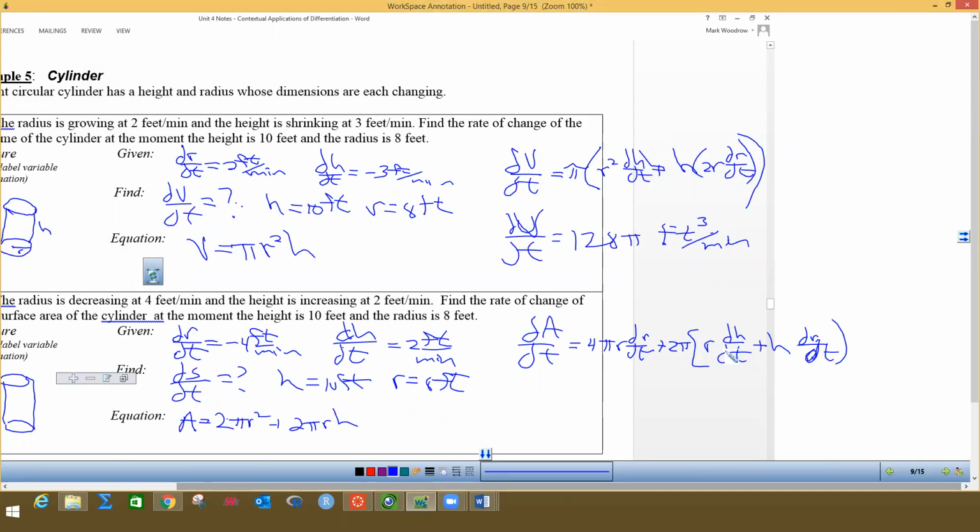So you're going to have to plug all those numbers in, and when you get done with this, you're going to get -176 pi. Notice we're leaving pi, so don't put pi in your calculator. Feet squared, because we're talking area per minute. So check that out and see if you can get that answer.